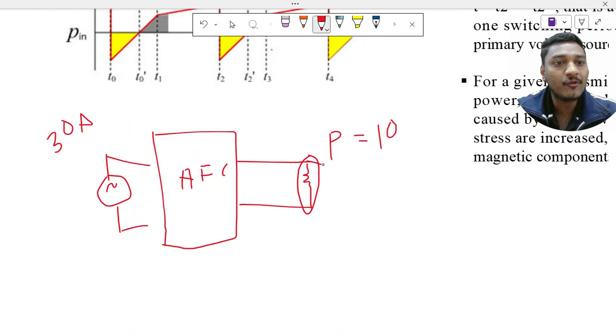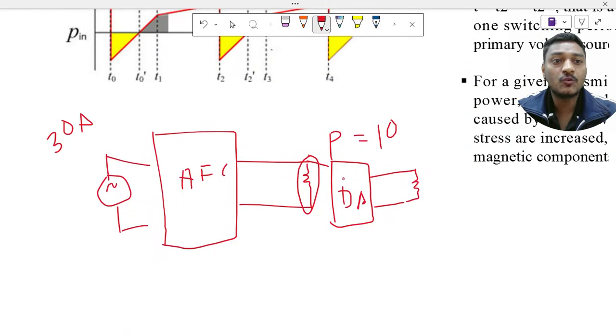Let us say I wanted one isolation stage, so I have added one DAB converter here. If I add the DAB converter and then use my load, I have the same output requirement of 10 kilowatt, only one more converter stage added. So what is the effect on my input current?